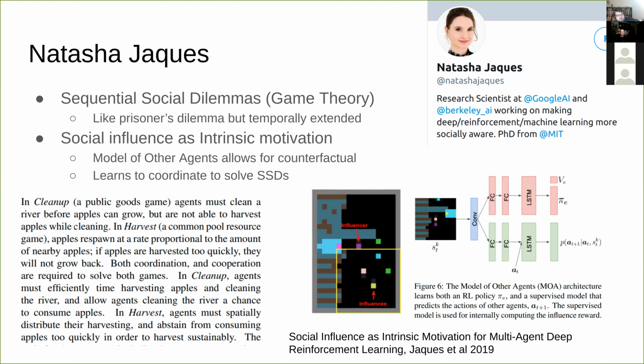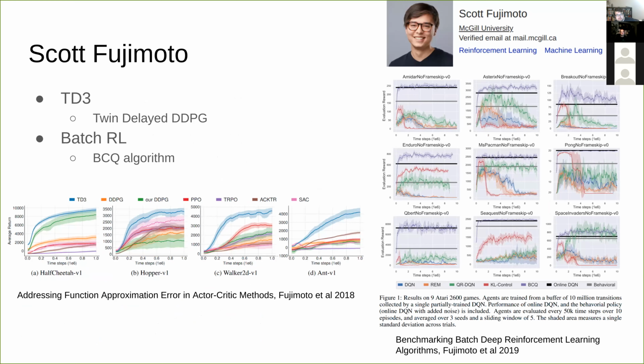Scott Fujimoto at Mila was another guest who was kind enough to appear, and he spoke about his work. He invented the TD3 algorithm, and he did some groundbreaking work in batch or offline reinforcement learning. Specifically, he showed that existing methods didn't work very well with static data, and then he showed some solutions to that problem as well.